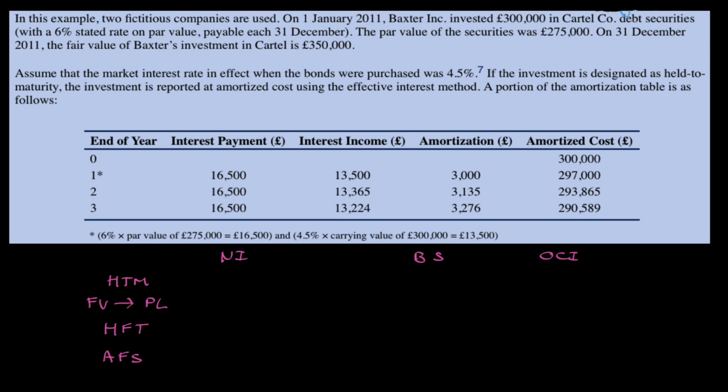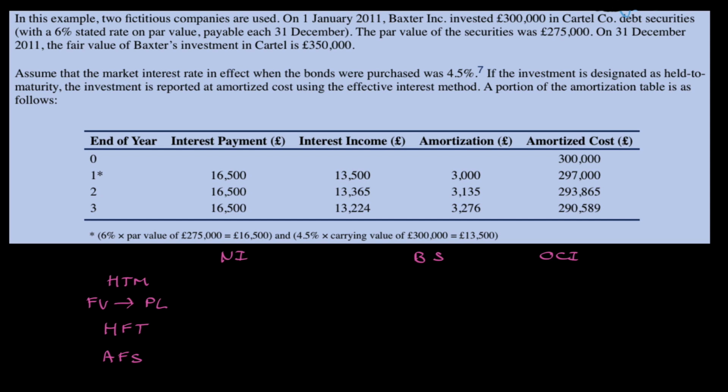On 31st of December 2011, the fair value of Baxter's investment in Cartel is $350,000. So we paid $300,000, now it's worth $350,000. We were getting a 6% stated rate on par. Par is $275,000. So let's see. Assume that the market interest rate in effect when the bonds were purchased was 4.5%.